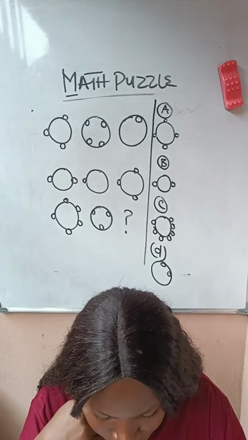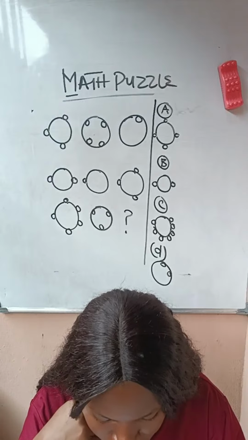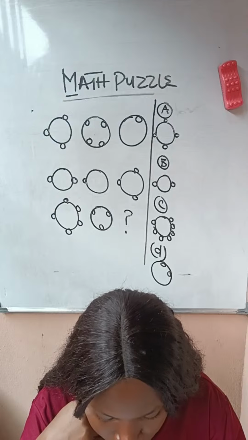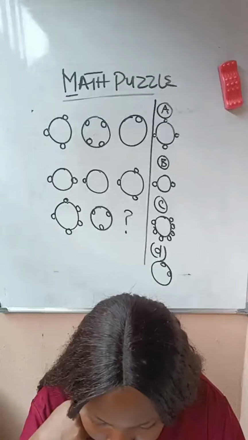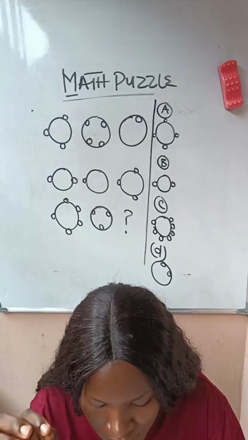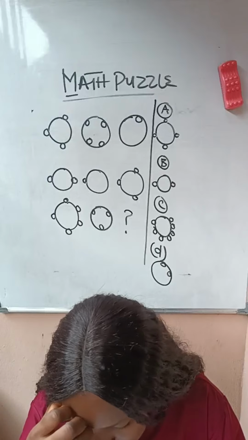We can do this together. Yes. So Ebenezer said the answer is B. Let's go. This follows a pattern. It's actually following a pattern.